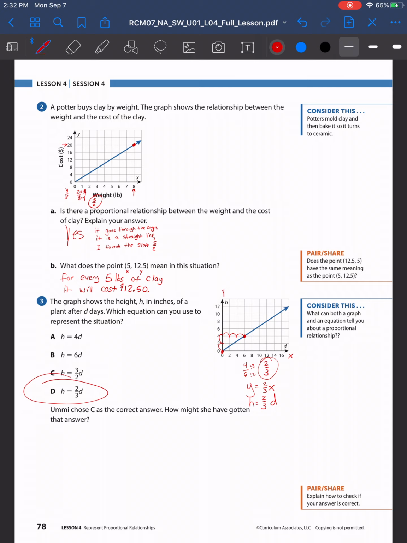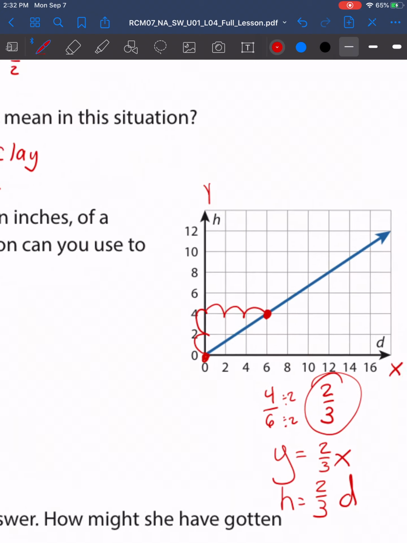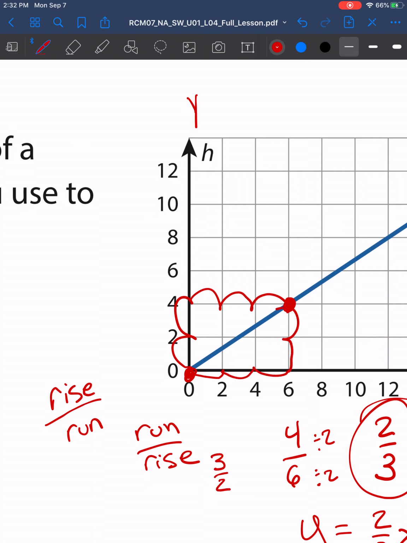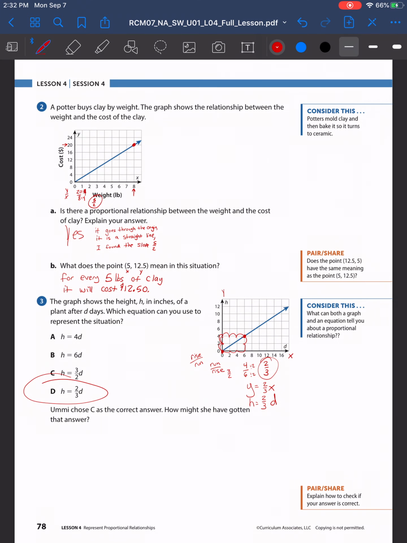Now, Umi chose C. How do you think she got that answer? Do you think maybe instead of rise over run, she went run over rise? Because if you went run over rise, you'd get 3 up 2, right? Instead of up 2 over 3. So I think she did run over rise, not rise over run. And that would get you the equation 3 over 2, which is wrong. Don't do what Umi did.